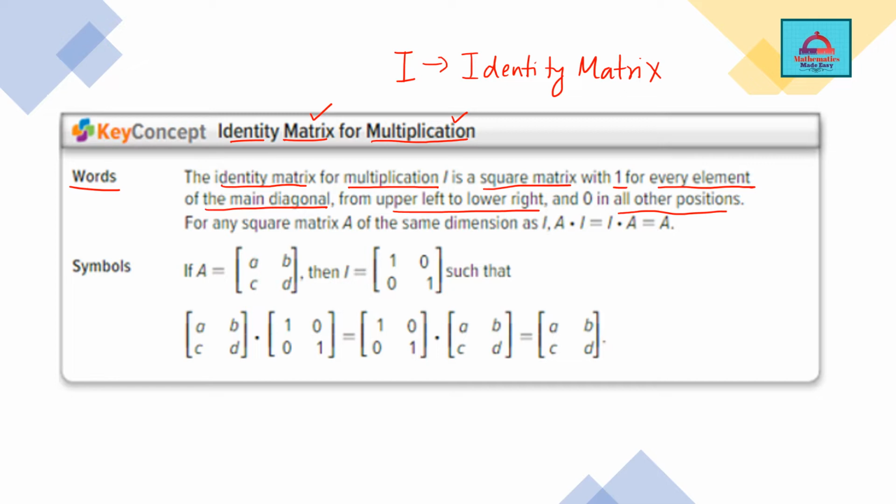By definition, if you have the identity matrix and any other square matrix A, for example this 2 cross 2 matrix which has a, b, c, d, some general elements, then A multiplied with I is equal to I multiplied with A, equal to the same matrix A. So the identity matrix I is the matrix which when multiplied to any 2 cross 2 matrix A gives you the same matrix. This is the definition of an identity matrix.